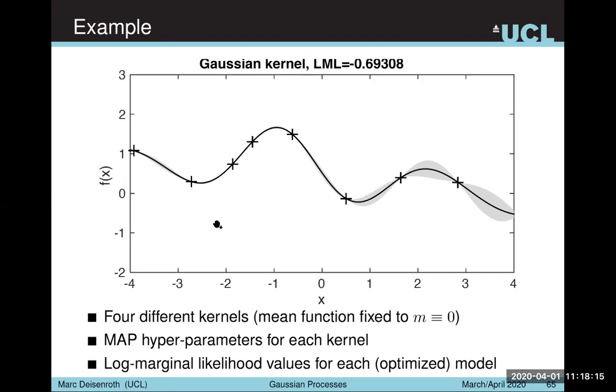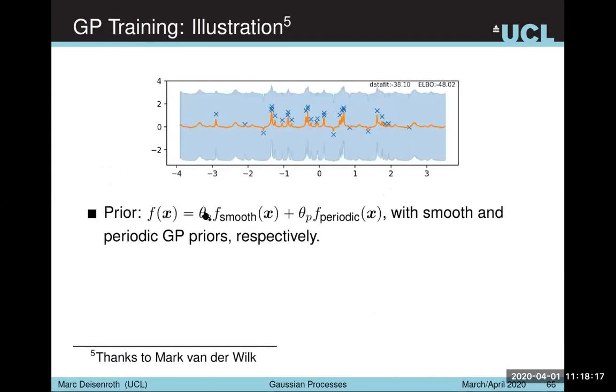Any other questions up to this point? Okay, then let's have a look at this example here. We have training data, which is given by these blue crosses. The data is generated from a function which is a linear combination of a smooth function and a periodic function. And we don't know what the smooth function is, or what the periodic function is, or what these linear parameters, theta s and theta p, are.